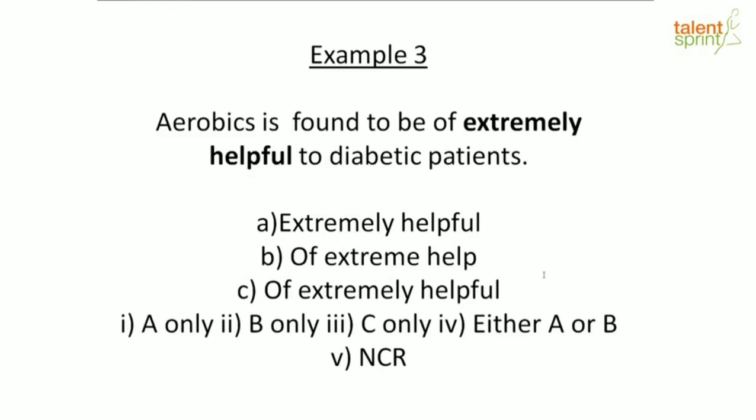But we already made it clear that we need a noun form in this context. Aerobics is found to be of what to diabetic patients? Of which is the option that is giving me the noun form? Option B. I have of extreme help, right? So extreme here is the adjective describing the noun form help. So let's go ahead and close word class, wherein we looked at 3 different examples to understand this. Our next part of speech that we're going to look at is prepositions. Now, what are prepositions?